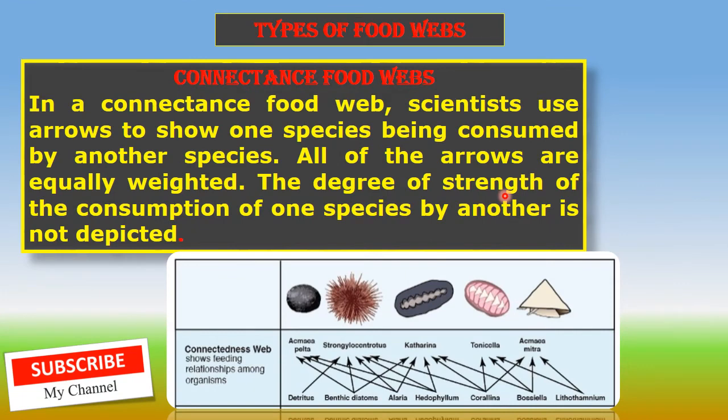Dear friends, let's talk about types of food web. In food webs, we have different types. Among them, let's talk first about connectance food webs. In a connectance food web, scientists use arrows to show one species being consumed by another species, as depicted in the picture. All of the arrows are equally weighted. The degree of the strength of the consumption of one species by another is not depicted.